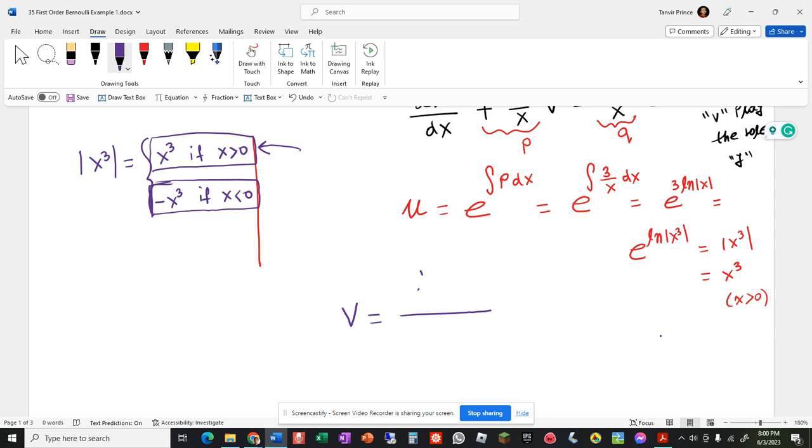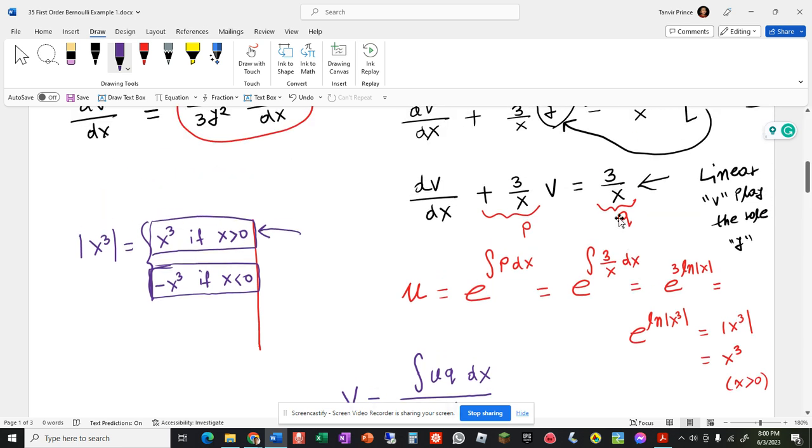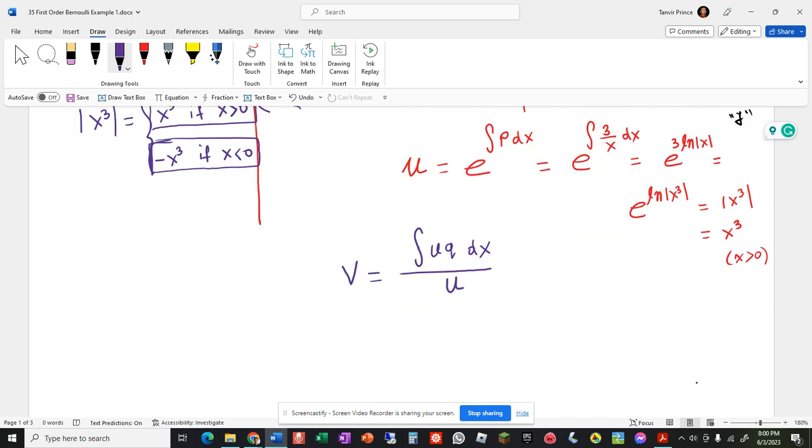On the top is the integral of u times q dx, divided by u. In this case, the q is 3 over x, so don't forget that. In place of u, I write x cubed. Remember, when you find the integrating factor, you choose c to be 0. Do not add any c. But of course, when I find the general solution, I need to add c.